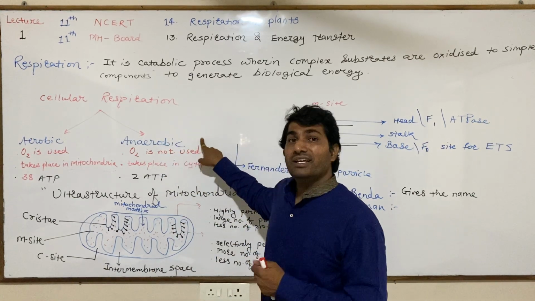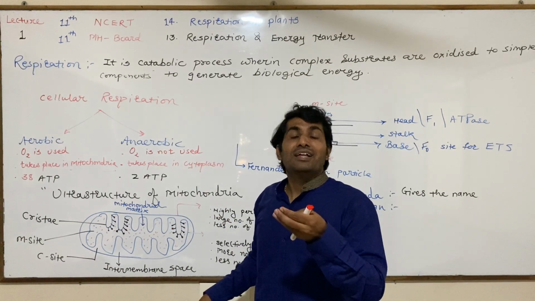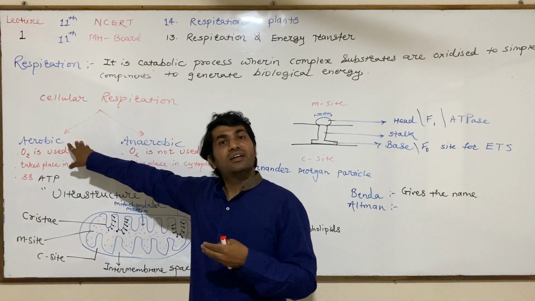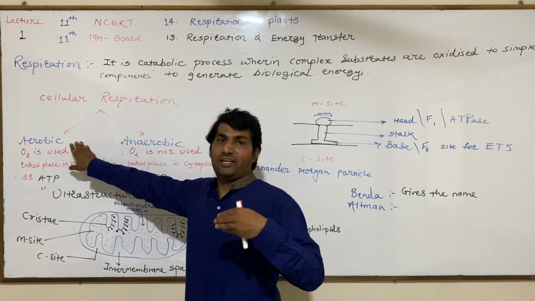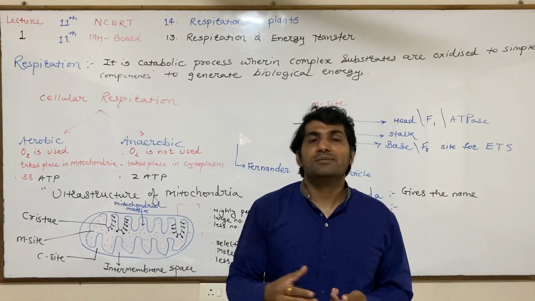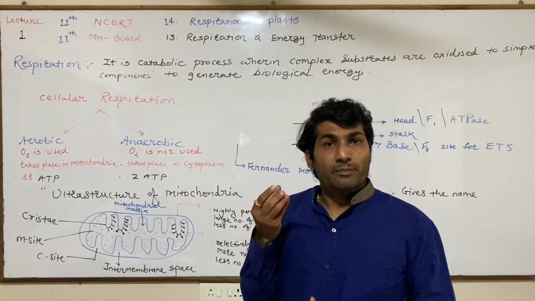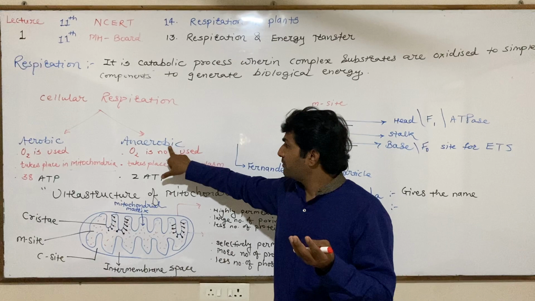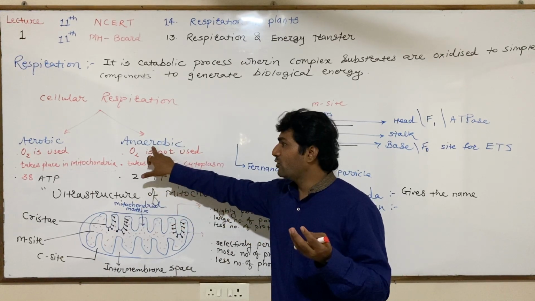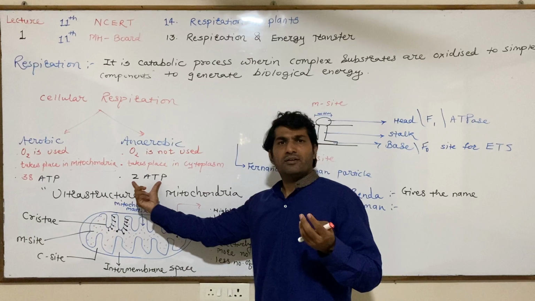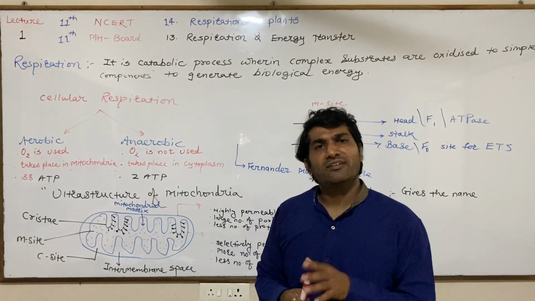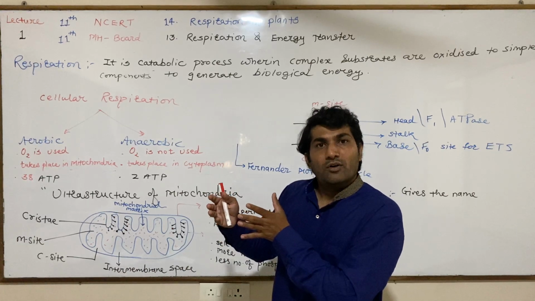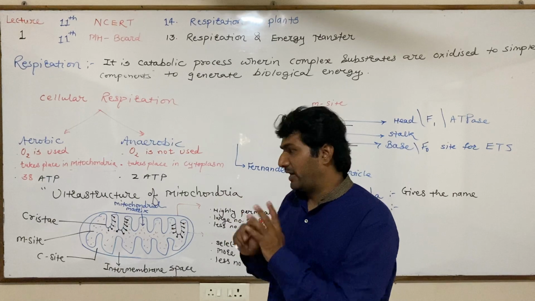So anaerobic respiration cannot fulfill the demand of higher or complex living organisms. Hence, they proceed with aerobic respiration. While simple forms of life like bacteria can survive with the help of anaerobic respiration, because the 2 ATP generated will fulfill the energy demand of simple forms of life like bacteria.